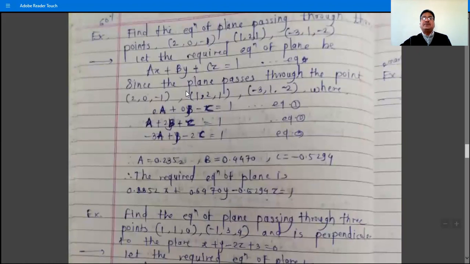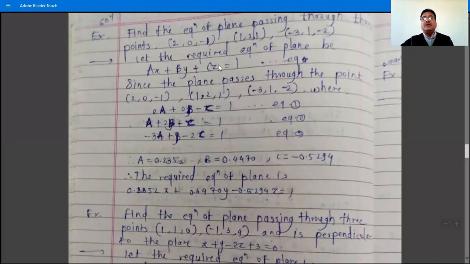Next example: find the equation of the plane passing through 3 points: (2, 0, -1), (1, 2, 0), (1, 2, 1), (-3, 1, -2). So let the required equation of the plane be capital A x plus capital B y plus capital C z is equal to 1. In this there are three undetermined constants: capital A, capital B, capital C.